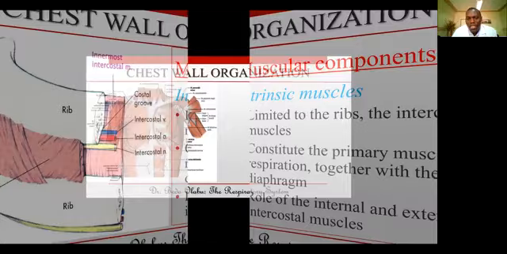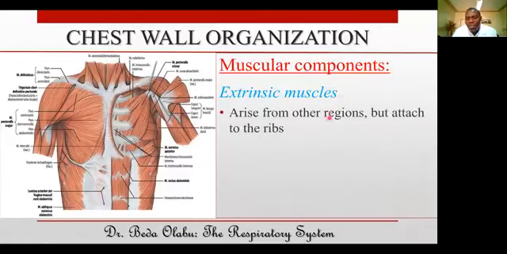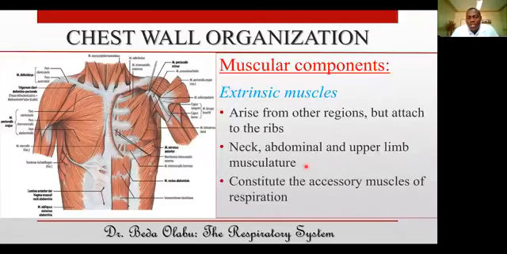Then we have the extrinsic muscles of the chest wall. The extrinsic muscles of the chest wall are ideally muscles which arise from other regions but attach to the ribs. So you may want to ask yourself, where do they come from? The extrinsic muscles either are muscles of the neck which attach to the ribs like these ones, or muscles of the abdomen like these ones which attach to the ribs, or muscles of the upper limb like these ones which attach to the ribs. These muscles constitute the accessory muscles of respiration.